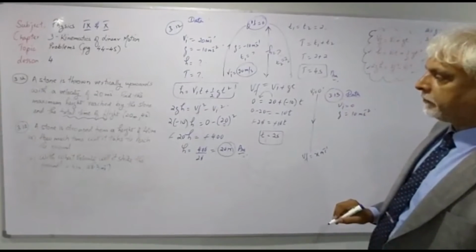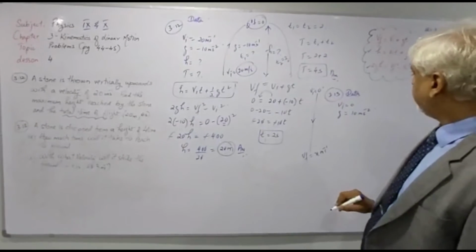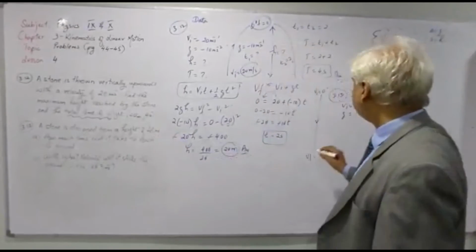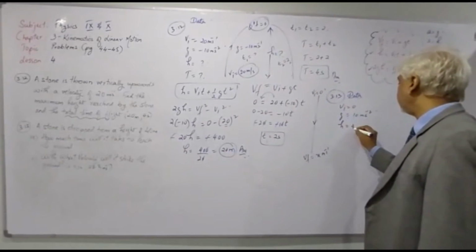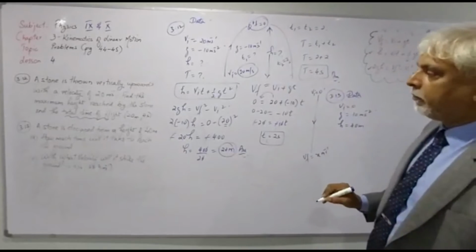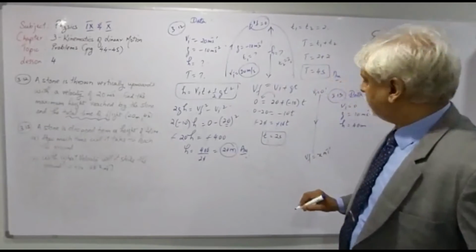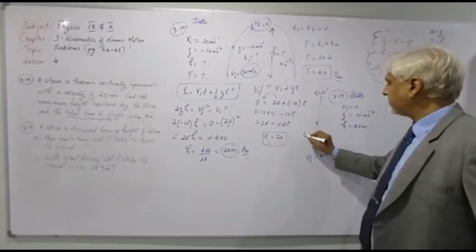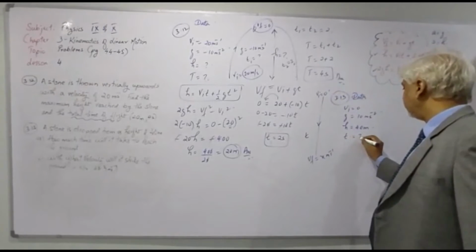From a height of 40 meters. So h is also known to us, 40 meters. How much time will it take to reach the ground? Time taken to reach the ground. Okay, this is what we need to find. T is equal to?